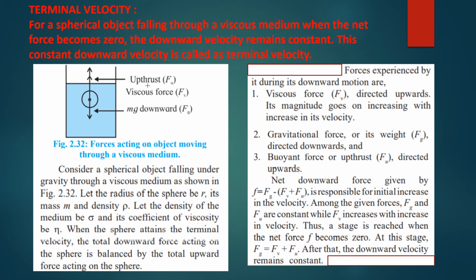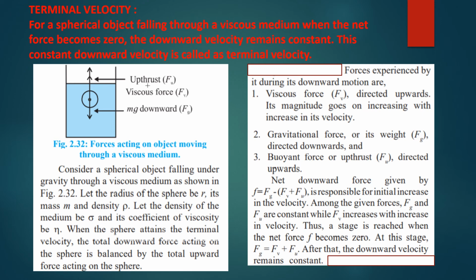The sphere will experience different forces: the viscous force Fv given by Stokes' law as Fv = 6 pi eta Rv directed upwards, the buoyancy force or upthrust force Fu which is also directed upwards, and the gravitational force Fg which is equal to its weight, mg. The net downward force will be given by Fg minus Fv plus Fu.